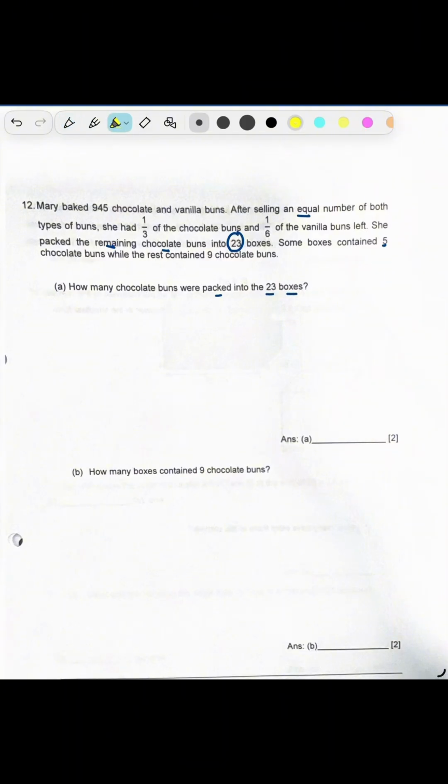Now in this question, we take a look at what strategy it is. This phrasing, after selling an equal number of both types of buns, shows us that it's an equal concept, meaning I sell the equal number of chocolate and vanilla buns, then I get some buns left. So the strategy, let us write down, is equal concept.